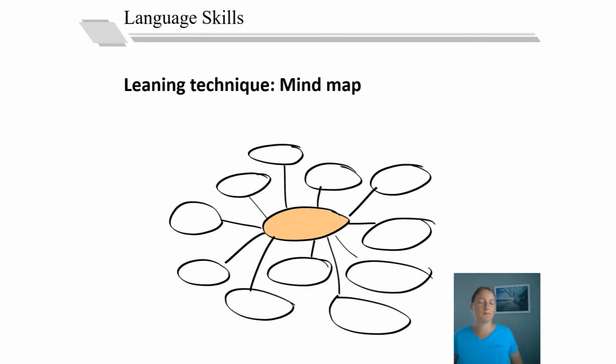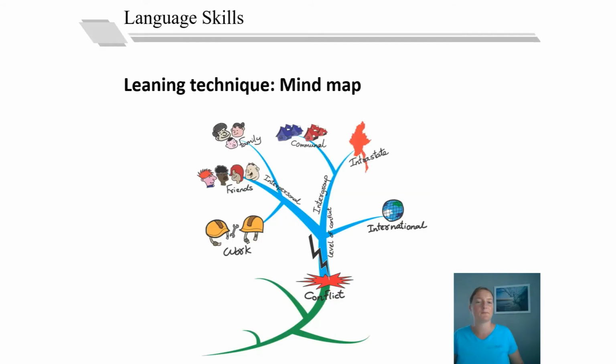A mind map can look like that, for example. Or very creative. It doesn't have to be this strict. It's a personal thing. If you like to have it more strict or very creative, also fine. This is another idea of how a mind map could look. The more personal it is, the better it is.